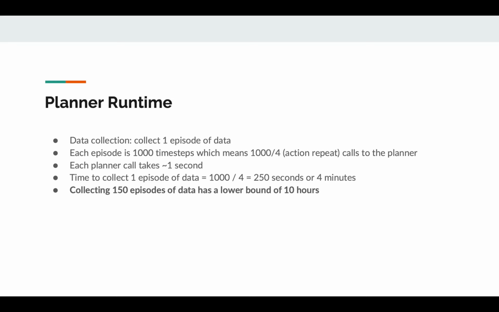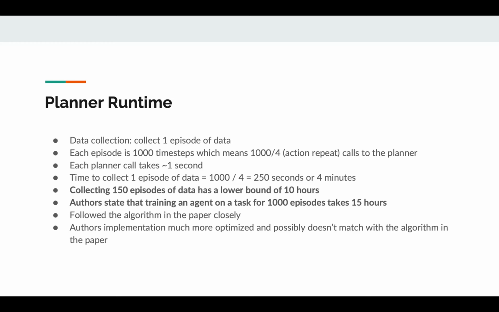Now we have to collect 150 episodes, so the runtime of the entire algorithm has a lower bound of 10 hours. This is a huge discrepancy when the authors state that training an agent on a task for 1,000 episodes should take on average 15 hours. I do believe that I followed the algorithm in the paper very closely, but yet my implementation is still very slow. This leads me to believe that either the author's implementation doesn't exactly match with the paper, or the more likely case is that they're using optimization techniques that I'm just not aware of.